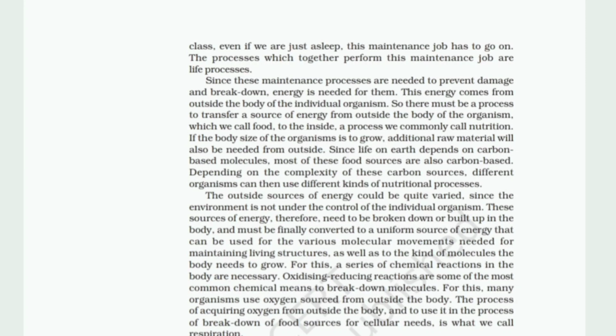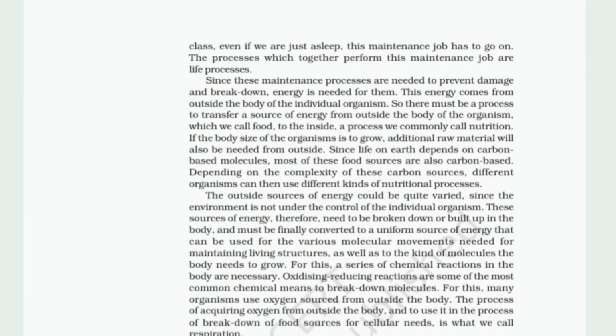The outside sources of energy could be quite varied, since the environment is not under the control of the individual organism. These sources of energy, therefore, need to be broken down or built up in the body, and must be finally converted to a uniform source of energy that can be used for the various molecular movements needed for maintaining living structures, as well as to the kind of molecules the body needs to grow. For this, a series of chemical reactions in the body are necessary.